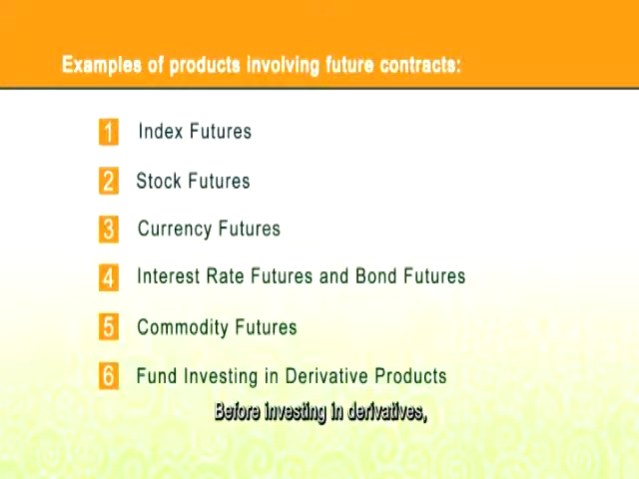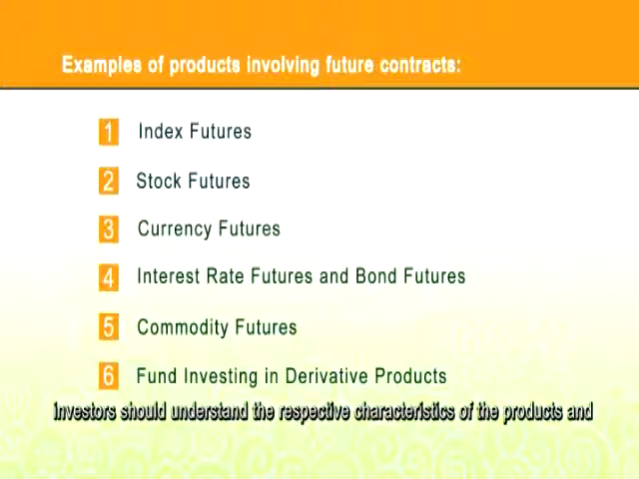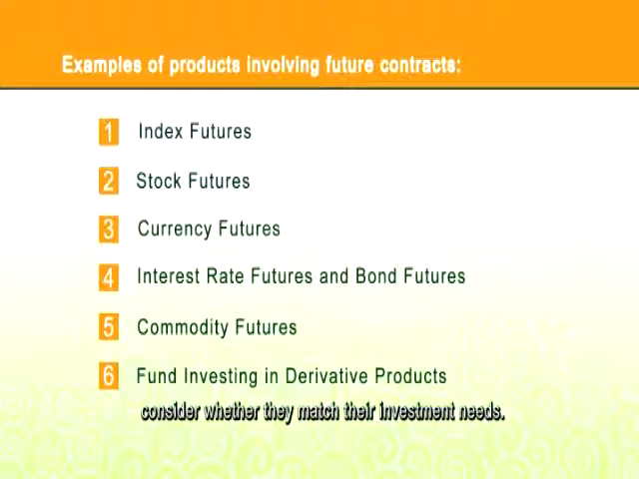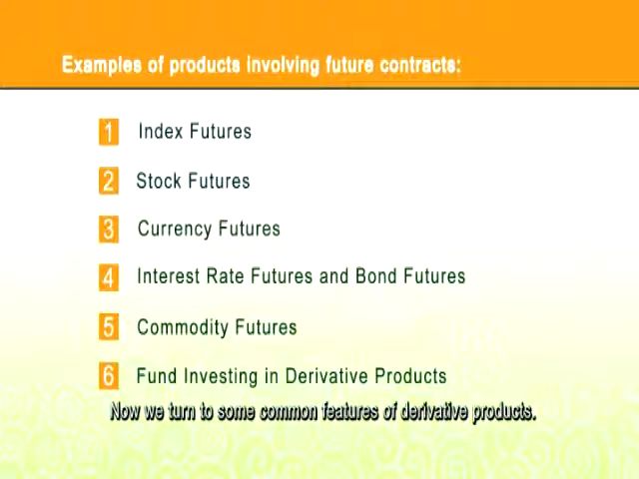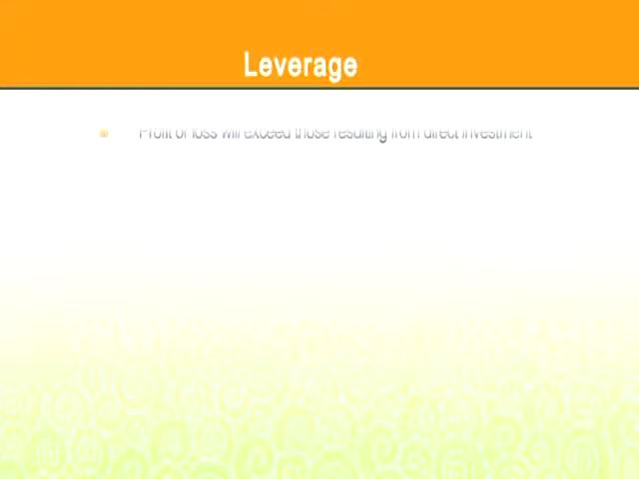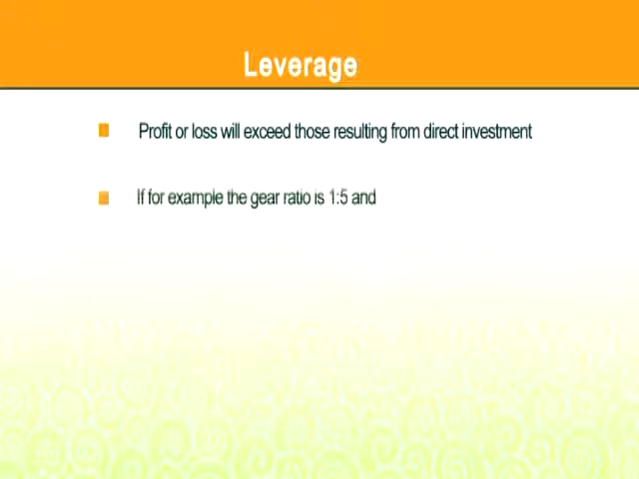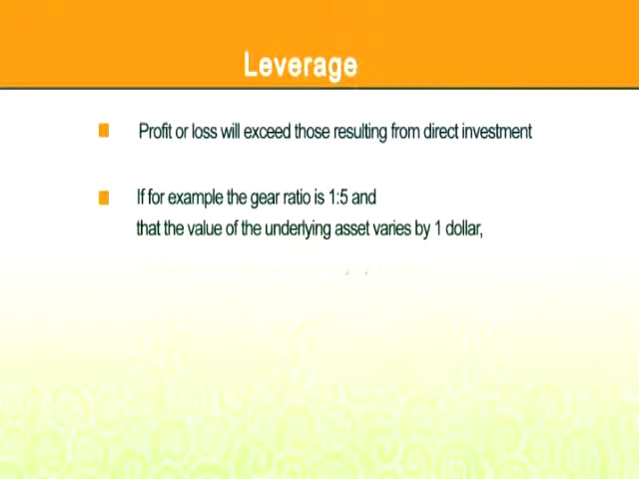Before investing in derivatives, investors should understand the respective characteristics of the products and consider whether they match their investment needs. Now we turn to some common features of derivative products. Derivative products may involve leverage, meaning that profit or loss will exceed those resulting from direct investment. If, for example, the gear ratio is 1:5 and the value of the underlying asset varies by $1, the value of the derivative will vary by $5.